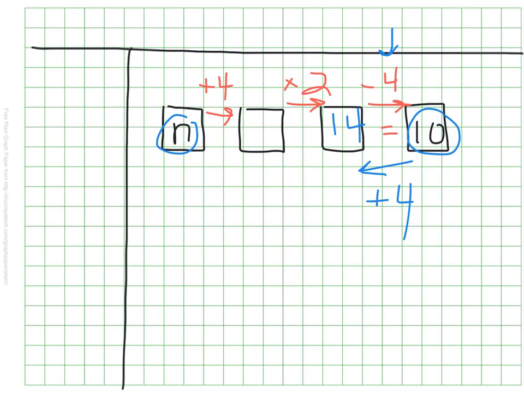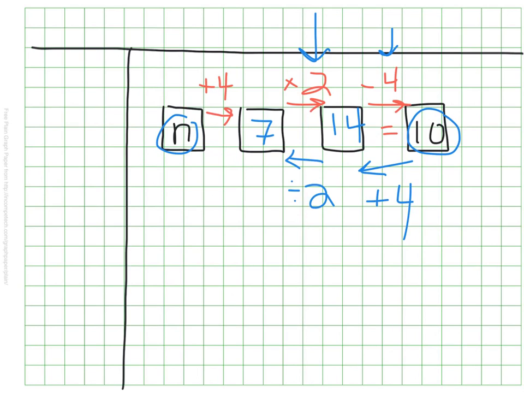Then I'm going to do my opposite, or inverse operation on the previous step. So the step before was multiplying by 2. To do the opposite, I'm going to divide by 2. 14 divided by 2 gives me 7, right?